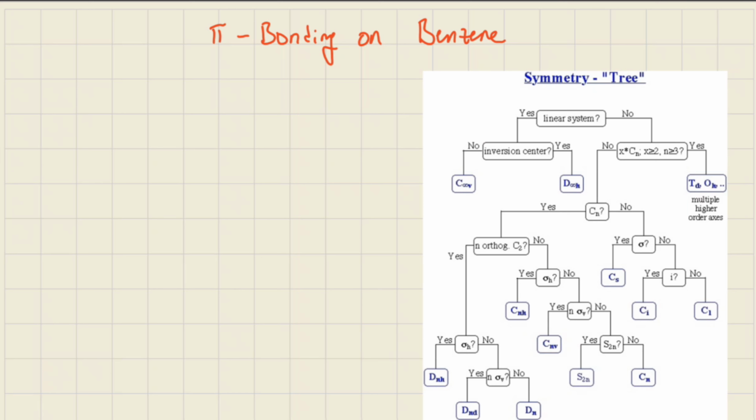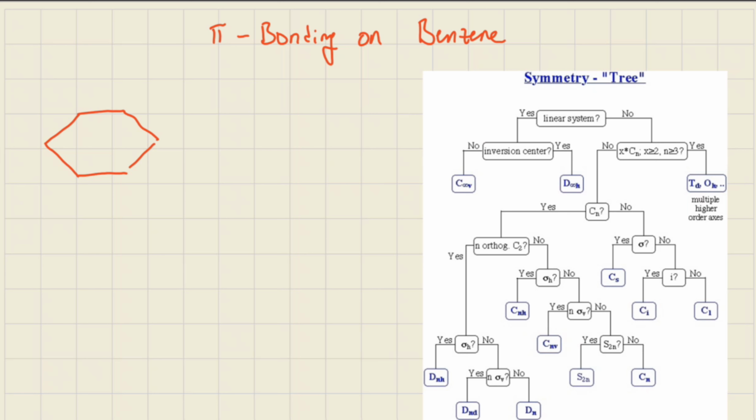So our subject is benzene, and I want to draw the structure of benzene. So this is benzene. It's a hexagon. And to understand the pi bonding or the stability of the molecule, firstly we have to determine the point group of the molecule.